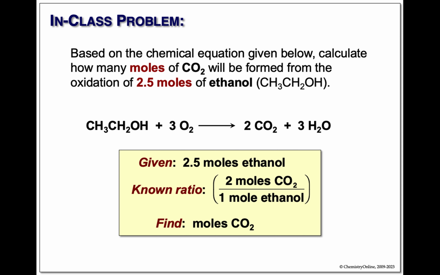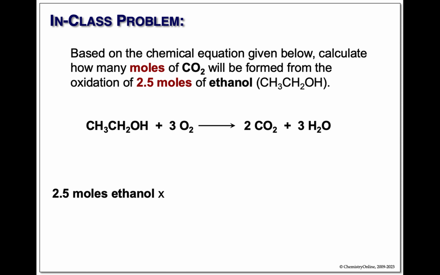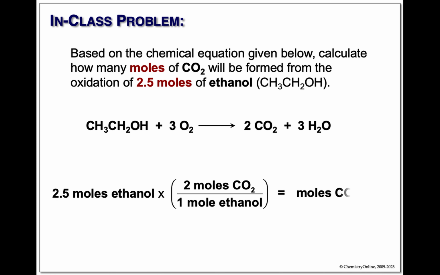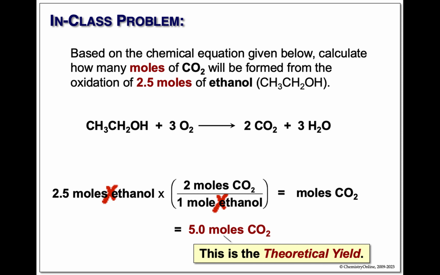First comes the given. Going to multiply that by a ratio. Moles of ethanol will cancel. That's why we put it in the denominator. 2.5 times 2 divided by 1, 5 moles of CO2. Can't get much simpler than that, can you? All right. This is one way to do it.